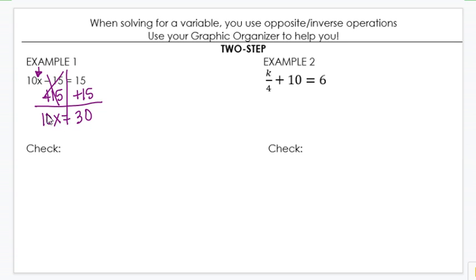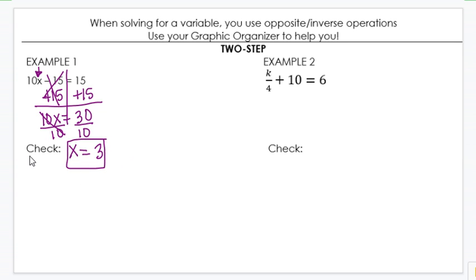Next, we still want to get our x alone, so we're getting rid of this times 10, because 10x means 10 times x. So the opposite of multiplying by 10 would be dividing by 10. And what you do to one side, you do to the other, so I also have to divide by 10 over here. So I'm going to cancel out 10 divided by 10 cancels, leaving me with just x, and 30 divided by 10, that gives me 3. So my answer is x equals 3.